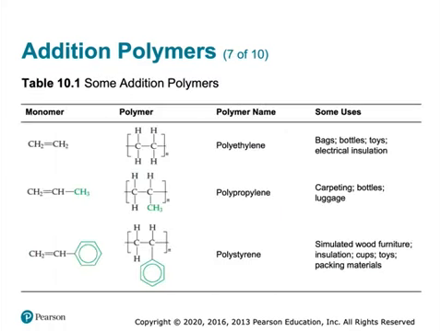So here is a summary of some very common addition polymers. Polyethylene, the biggest one, made from many ethylenes, and we use this for almost everything. Polypropylene: carpets, these kinds of luggage. We can also use polyacrylonitrile for carpets as well, so it doesn't necessarily have to be polypropylene. I have some polypropylene luggage.